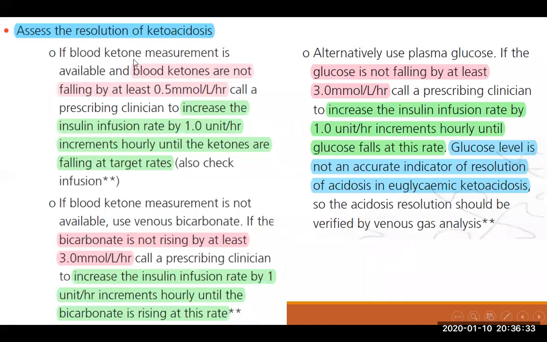How to assess the resolution of ketoacidosis, and this is very important. If the blood ketone is not falling by at least 0.5, we must increase the intravenous insulin infusion by 1 unit per hour. If the bicarb is not rising by at least 3, we must increase the insulin infusion by 1. If the blood glucose is not falling by at least 3, we must increase the insulin infusion by 1 unit per hour.